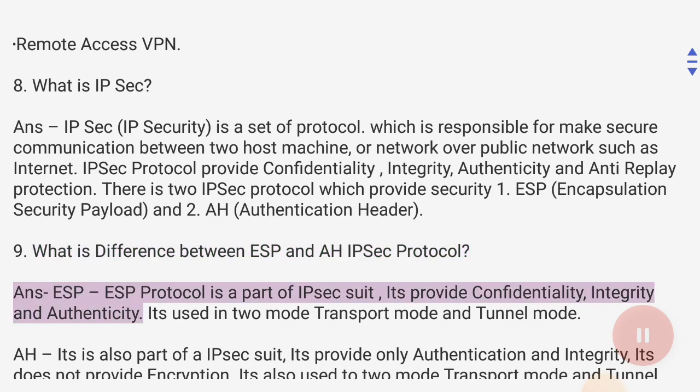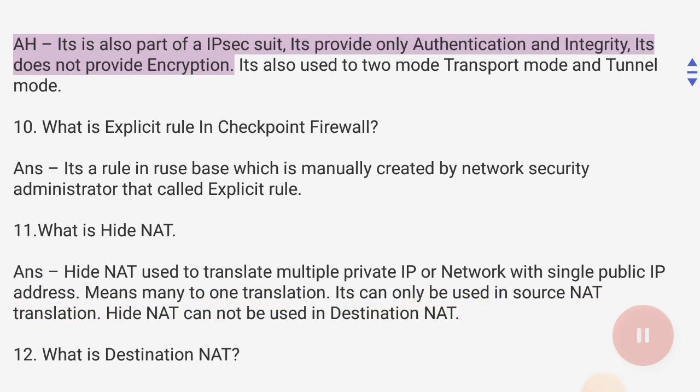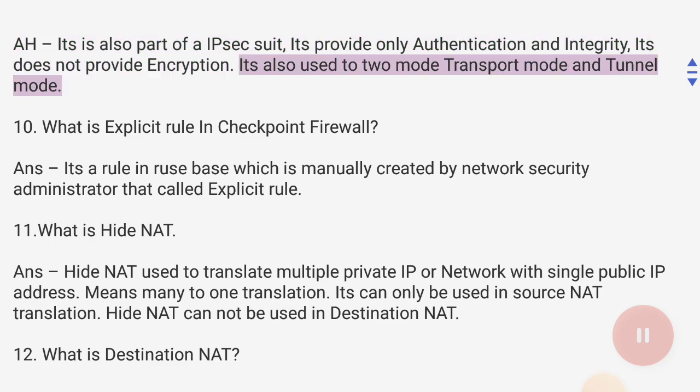9. What is the difference between ESP and AH protocol? Answer: The ESP protocol is a part of the IPsec suite. It provides confidentiality, integrity and authenticity. It is used in two modes, transport mode and tunnel mode. AH is also part of the IPsec suite. It provides only authentication and integrity. It does not provide encryption. It is also used in two modes, transport mode and tunnel mode.